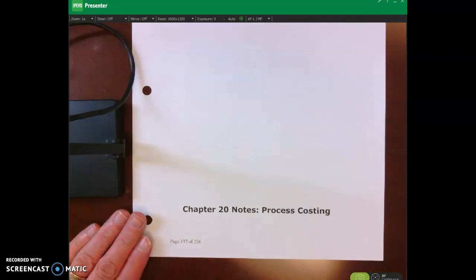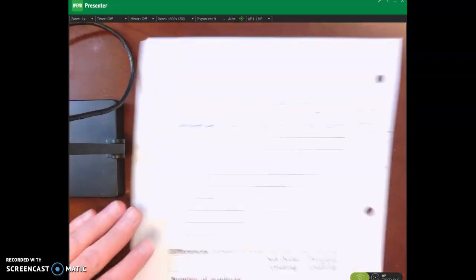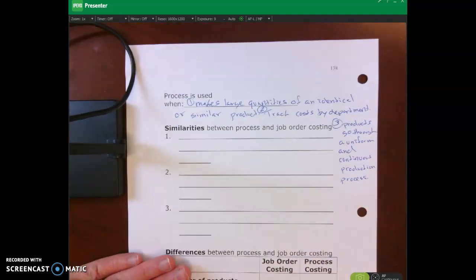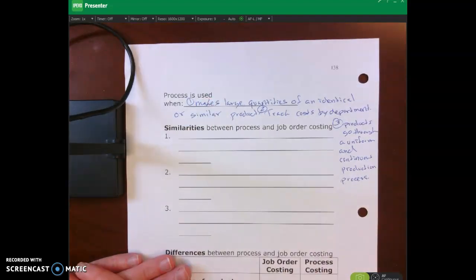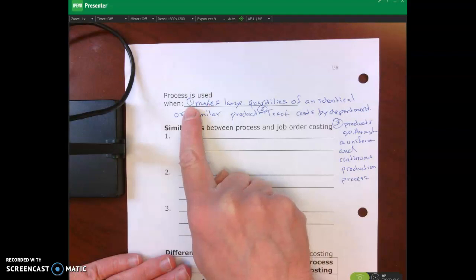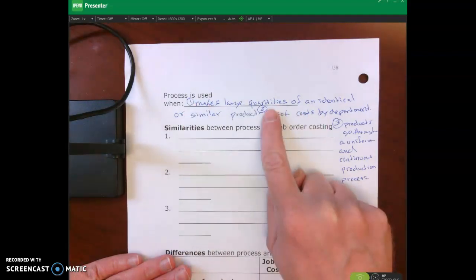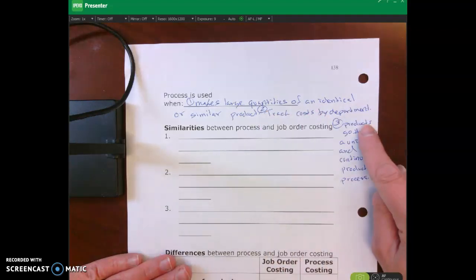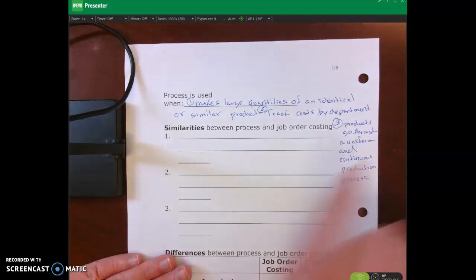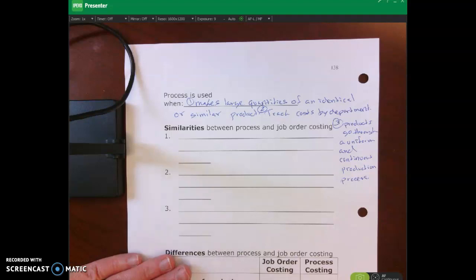If you're following along in the course pack, I'm on page 137. Okay? I'm going to flip the page over here. When we look at process costing, page 138, we're talking about using process costing when we make large quantities of an identical or a similar product. That's the first characteristic of process costing. The second characteristic of process costing is that we would track cost by department. The third characteristic is that products go through a continuous and uniform production process. Okay? So let's talk about these in a little bit more detail.